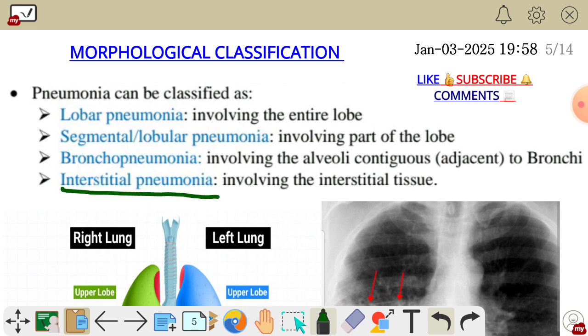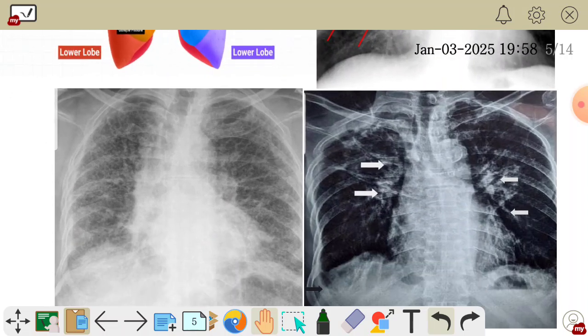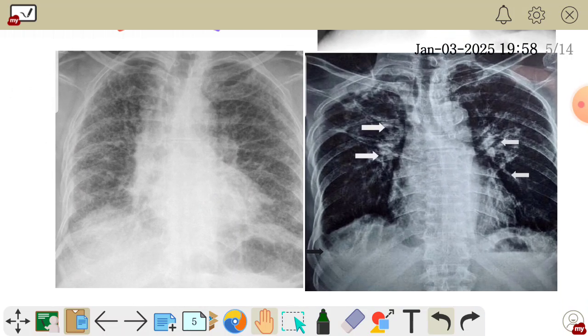So we have interstitial, where we have the interstitial tissue being affected, being inflamed. And then we have bronchopneumonia, where we have the alveoli and its adjacent bronchioles being affected. So on the chest X-ray, for interstitial pneumonia, it's going to look like this chest X-ray here.